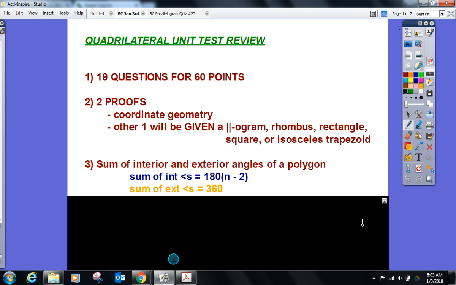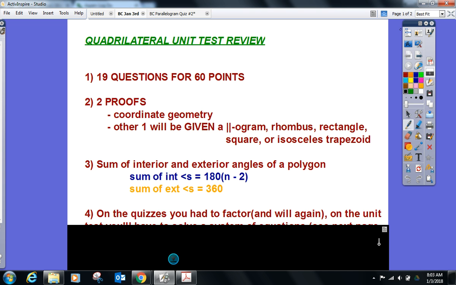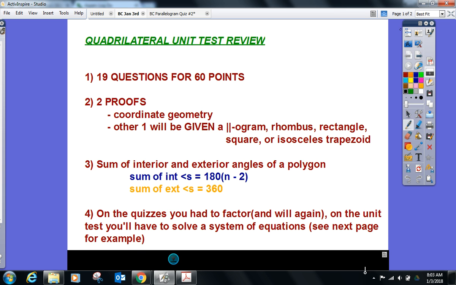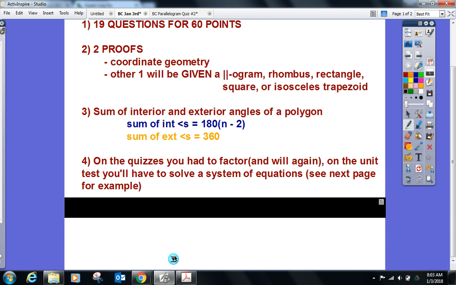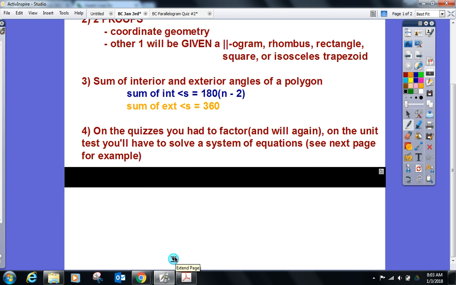Any questions so far? What else is going to be on here? Oh boy, this is the best. Kids are just going to start freaking out. Remember on the first two quizzes, I had you factor, right? Well, on this one, I'm going to have you solve a system of equations. Good thing I'm telling you now because we're going to practice one in a second.